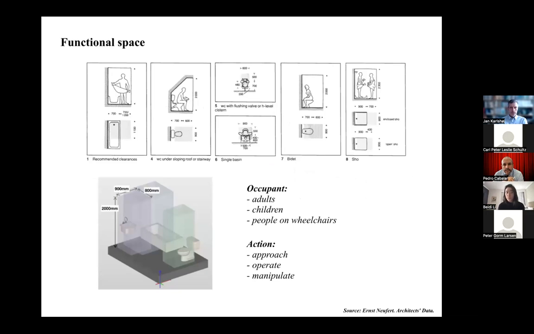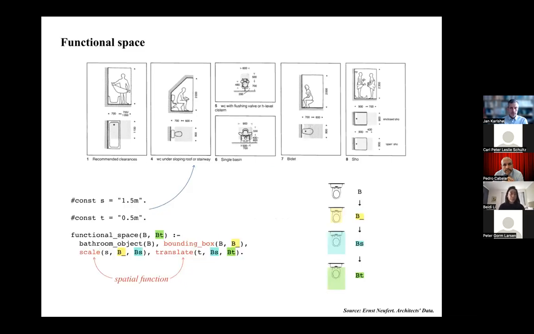We have a lot of research studies about what functional spaces should look like, and their shape will eventually depend on who is using those objects and how they are using them. The shape of functional spaces can be derived step by step by first taking the bounding box of a bathroom object, then scaling it, and then translating it perpendicularly to the hosting wall. So eventually you have a functional space with the exact dimensions prescribed by the research evidence.